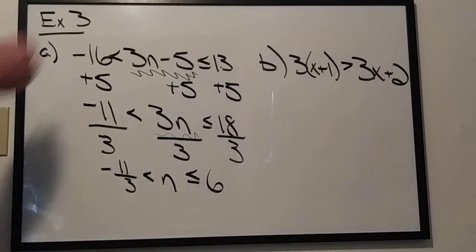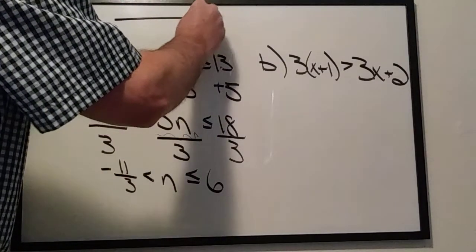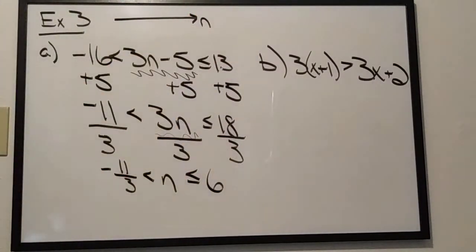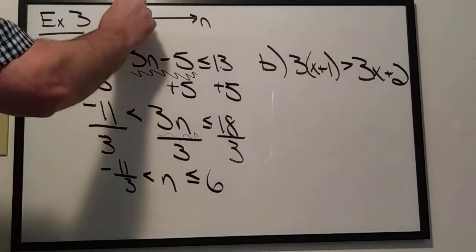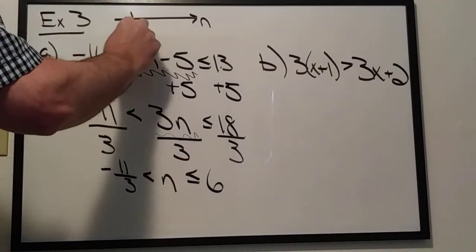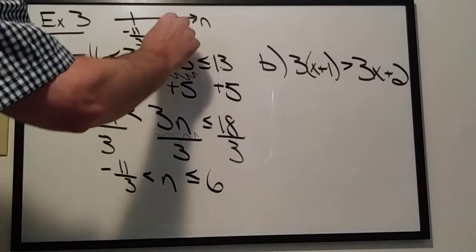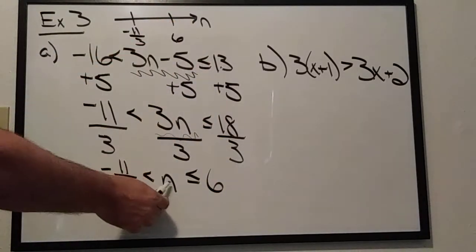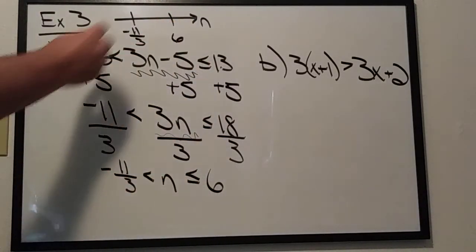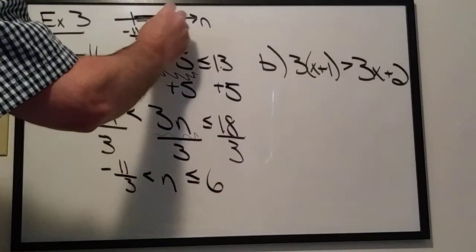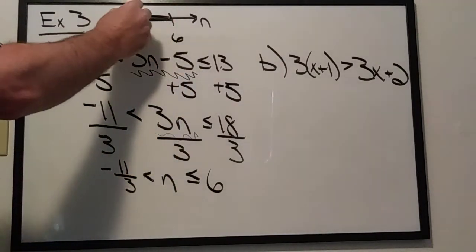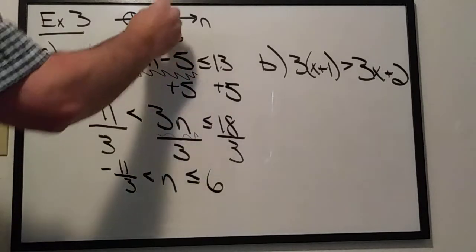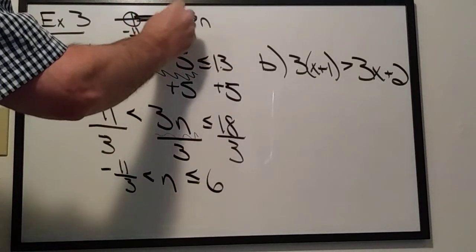So I'm going to go up here to the top and think about the fact that I have n's here, so I'm going to put an n on my number line. And negative 11 thirds has to be over on the left-hand side, and positive 6 has to be on the right-hand side. Because this is a three-part inequality, I'm going to color in everything between these two numbers. I'm not going to include the negative 11 thirds, but I am going to include the positive 6.